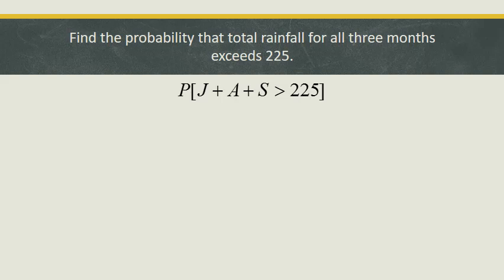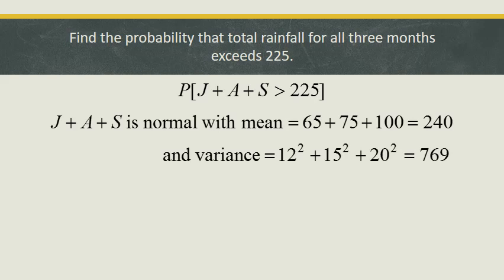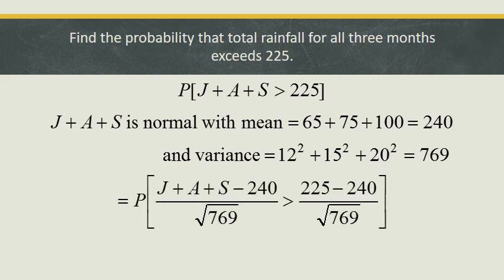So I need to figure out the distribution of J plus A plus S. Now, since they're all normal, the distribution of the sum is going to be normal as well. And I can just add the means to get 240 and add the variances to get 769. Now we can subtract the mean and divide by the SD on both sides of the inequality. Remember that the SD is the square root of the variance. This creates Z on the left side, and Z is greater than negative 0.54. Go to your Z table and you'll find that the area is 0.7054. So this is the probability that total rainfall will exceed 225.